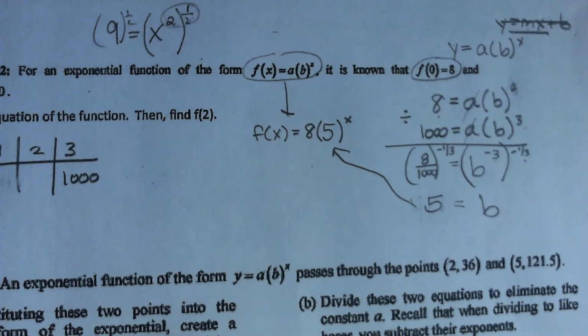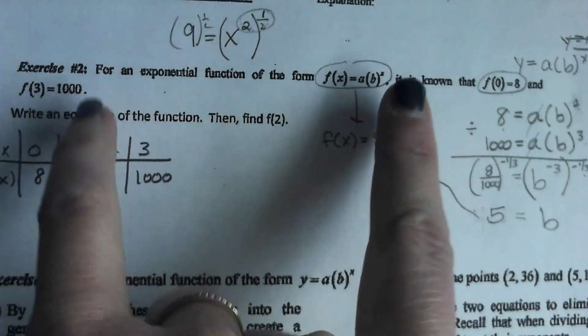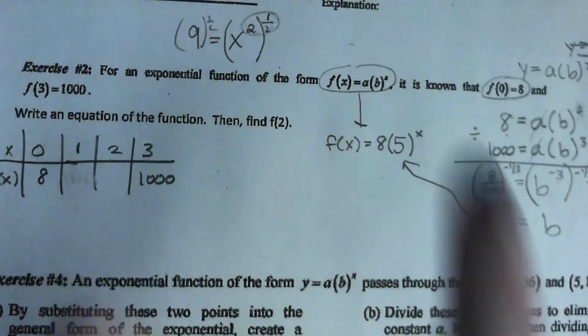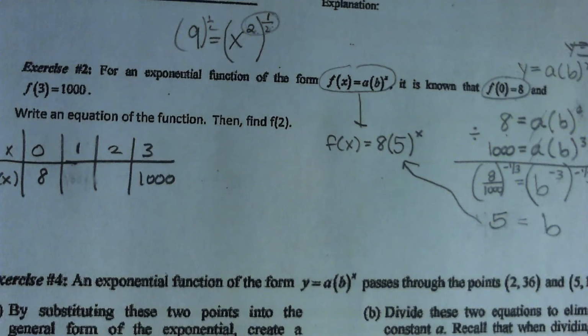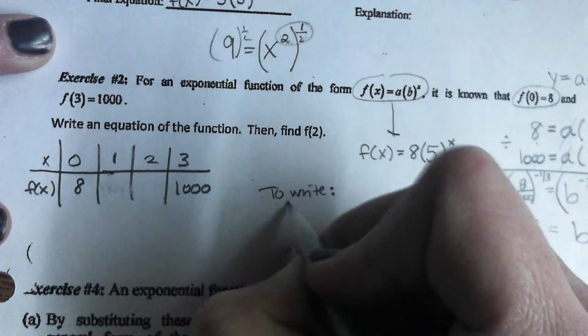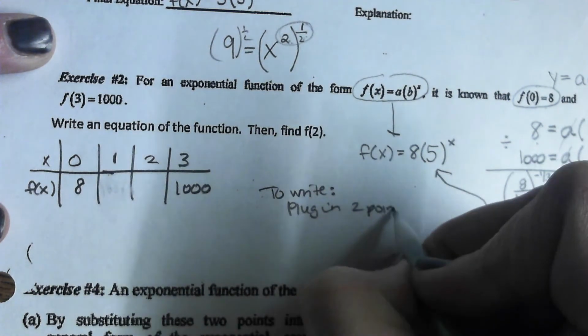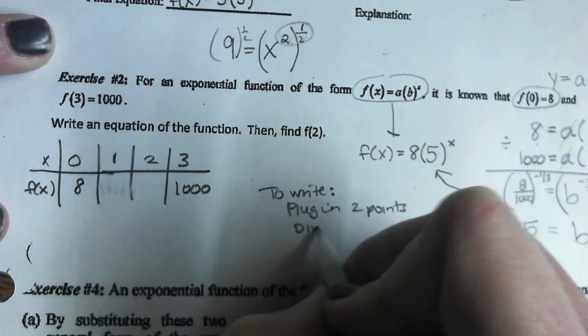Okay, so that's going to be the method we use if we're given 2 points. Plug it into the structure, divide the functions. Okay, so to write, we're going to plug in 2 points and divide the functions.